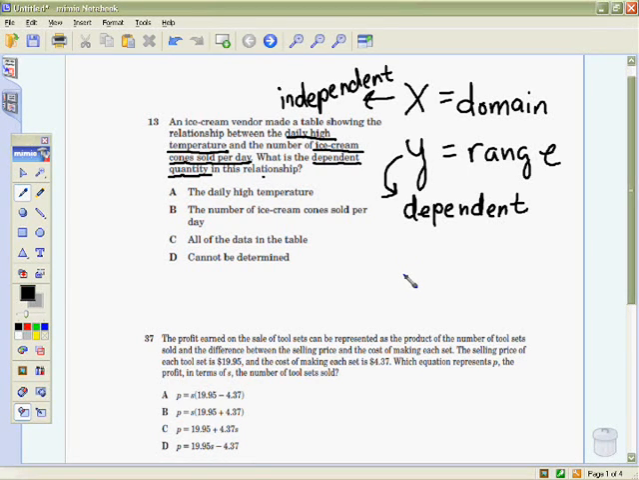Well, if you think about this, the way I explained it before I even started going into the answer choices, to me it's obvious that on a very hot day, more ice cream cones would be sold. So since that's the case, then the number of ice cream cones sold per day does depend on the daily temperature. So the answer is going to be B. The number of ice cream cones sold per day is the dependent quantity in the relationship, because the outside temperature determines how many ice cream cones you might sell.